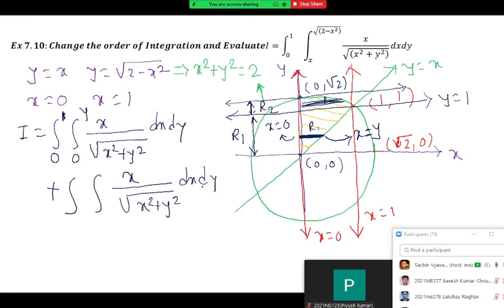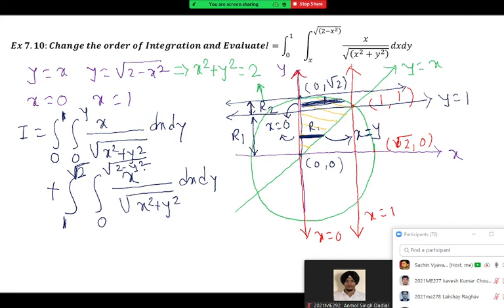What about the limits now? Outer limits first, 1 to root 2. Root 2, sir. And inner limit: x equal to 0 to x equal to root of 2 minus y square. That's one. So this looks lengthy now, but yes, we have to do it as it is. The reason is the question is change the order and evaluate. Because of that, we have to compulsorily do it this way.